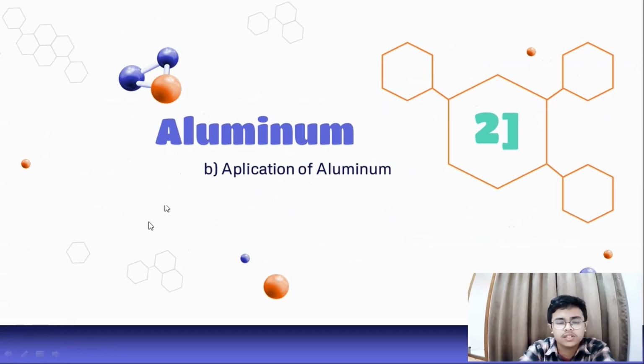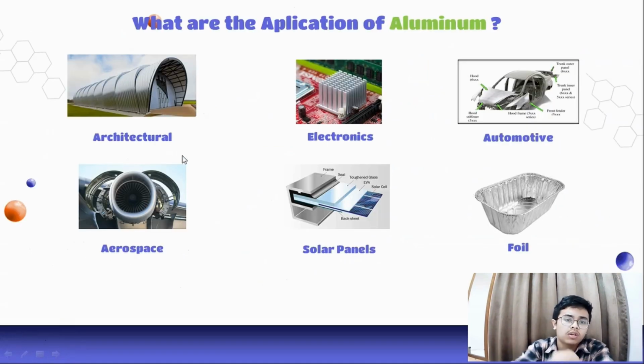And then, what are the applications of aluminum? For the applications of aluminum, we take 6 applications. There are architecture, and then electronics, and then automotive, refrigerators, solar panels, and foil. So aluminum is the same as stainless steel. It is so big and so widely used by many people to help us in our work.